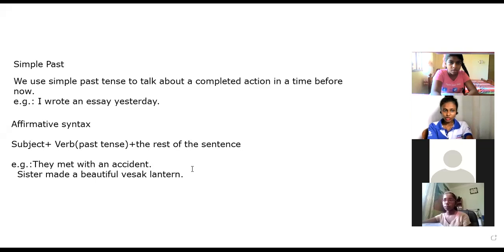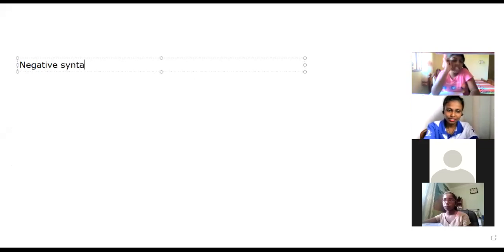Good. Now let's go to the negative syntax. How do we form a negative sentence in simple past tense, children? Anybody? I'm talking about simple past, children, not simple present. How do we form a negative sentence in simple past? Did not. Yes, very good. Did not is the word.